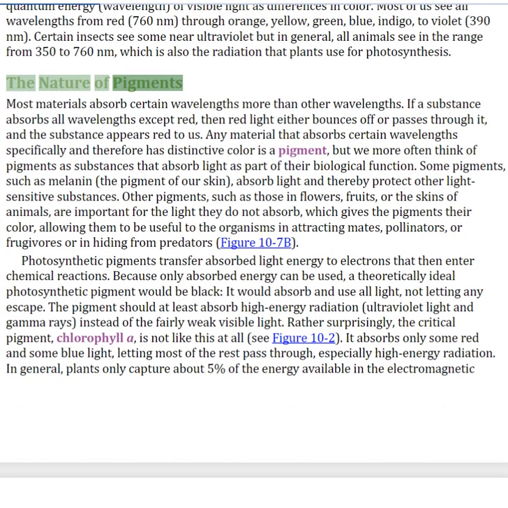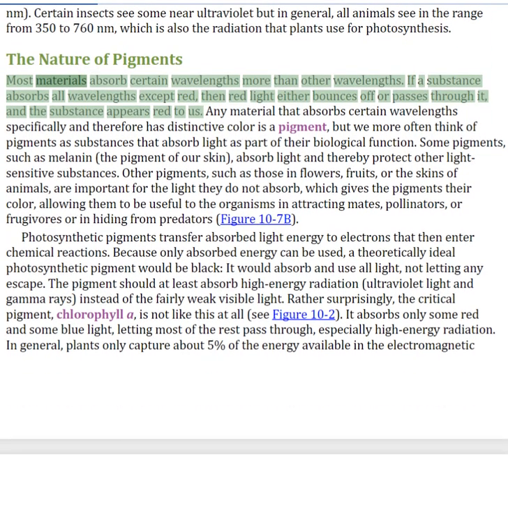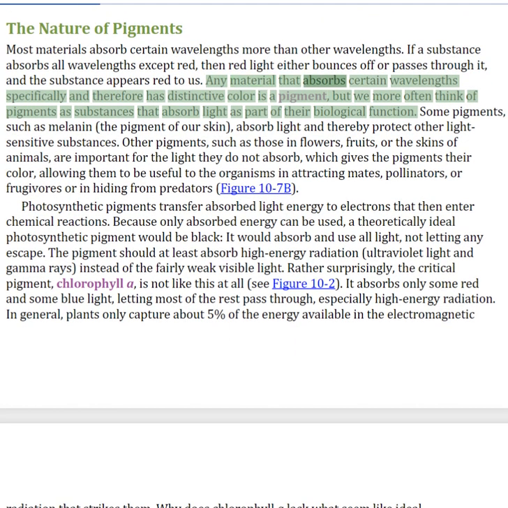The nature of pigments. Most materials absorb certain wavelengths more than other wavelengths. If a substance absorbs all wavelengths except red, then red light either bounces off or passes through it, and the substance appears red to us. Any material that absorbs certain wavelengths specifically and therefore has distinctive color is a pigment, but we more often think of pigments as substances that absorb light as part of their biological function.